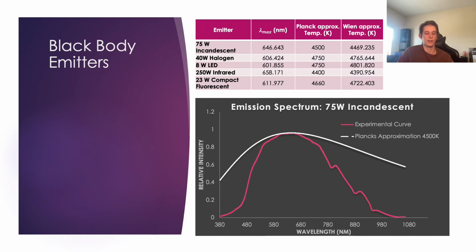The 75-watt incandescent bulb best matched Planck's approximation, which you can see below. Most of the other curves only had one point of intersection with the Planck approximation, where you can see here, like most of the peak is intersecting with the approximation from Planck's equation.